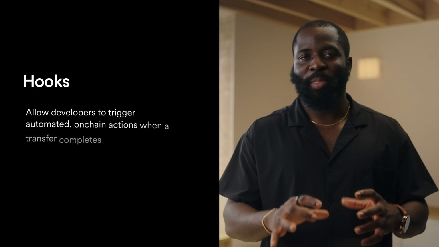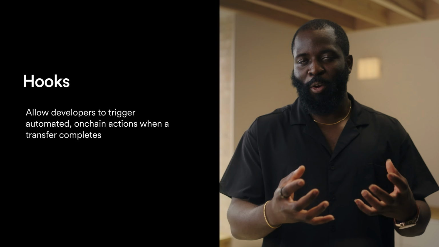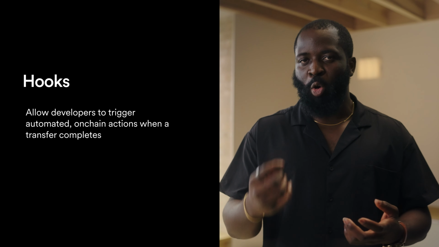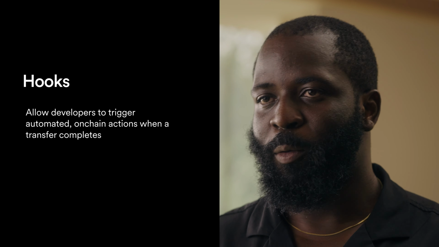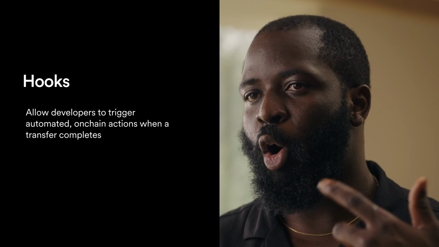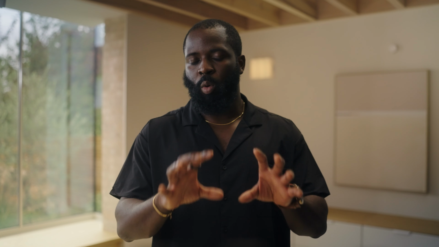Hooks. Another new feature of CCTP, though a bit beyond the basic transfer, is something called hooks. Hooks allow developers to trigger automated on-chain actions when a cross-chain USDC transfer completes. We've got swaps, deposits, or custom contract calls. Let's take a look at an example to understand what that means.